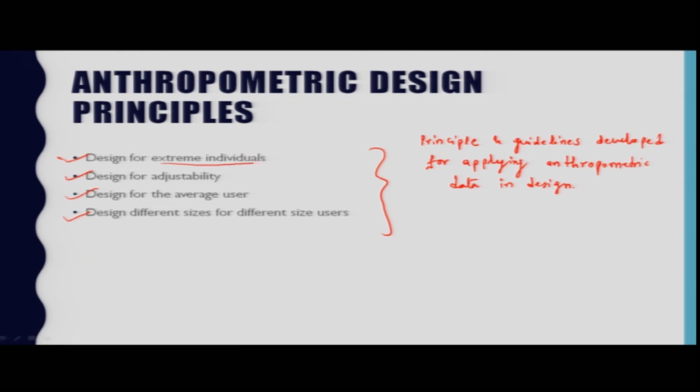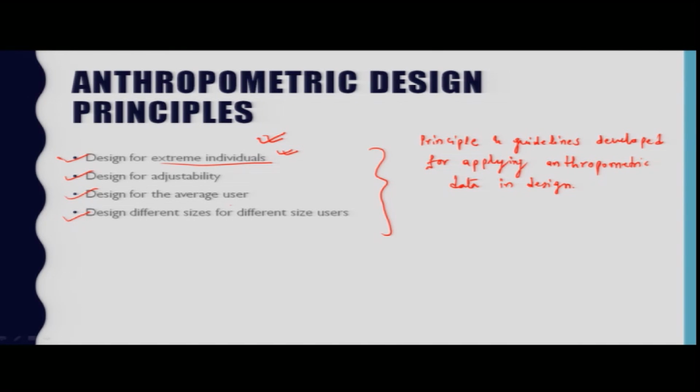Design for extreme individuals indicates that the height or measurement of the tallest person will surely be different from that of the person who is the smallest in height. So, these are the extreme cases. I will give you examples of these distinct principles through which anthropometric design has been described. Design for adjustability: the products are designed so that certain features can be adjusted in order to accommodate a wide range of users' anthropometric dimensions.